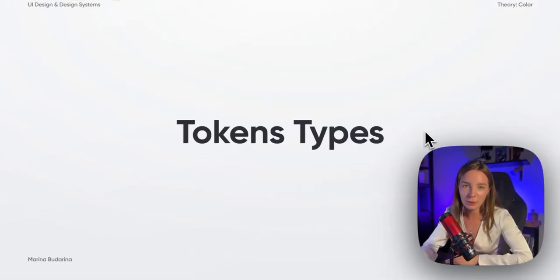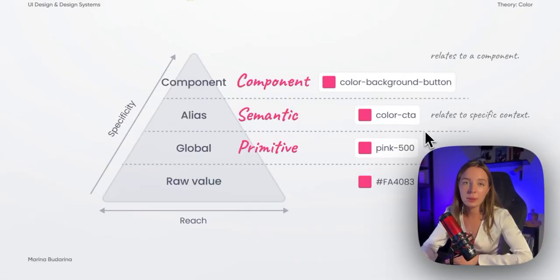Let's start with token types first. Here's a graph, and at the very bottom we have raw values such as color values in hex or RGBA, that can be absolute and relative length or size units. It can be percentages or numbers. These are not tokens.